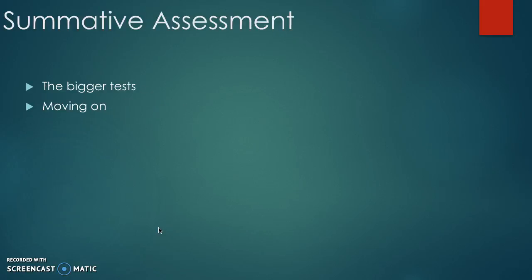The next is the summative assessment. These are the bigger tests that go over all the formative assessments that are worked on day to day. This test will determine whether or not a student is able to move on or that they need to go over the material better.